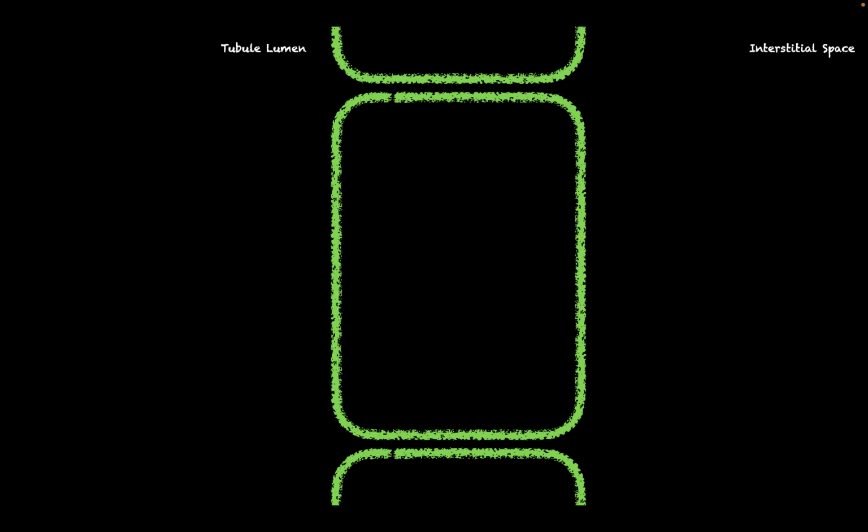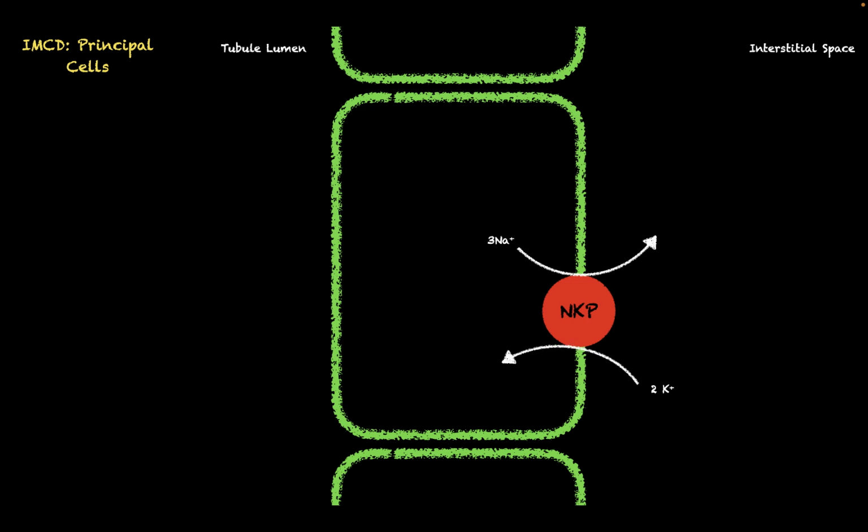So now that we talked about the cortical collecting duct, let's move to the intermedullary collecting duct and specifically look at the principal cells there. So how do the principal cells deal with sodium chloride? Well, on the basolateral membrane, we have the sodium-potassium pump. And as you know, it pumps 3 sodiums out, 2 potassiums in by using the energy released from ATP hydrolysis.